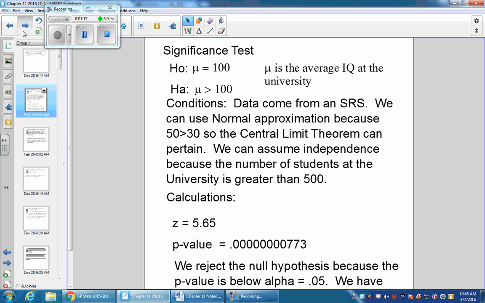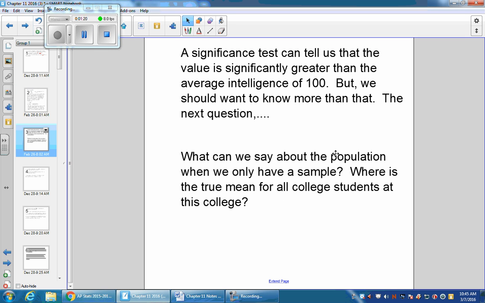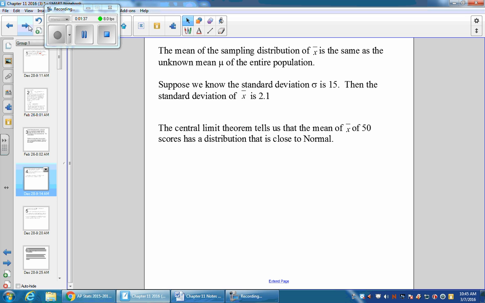So what we want to do is say what we can say about the population when we only have a sample. We only have data from 50 students. What can we say about where that population mean is? Also, where is the true mean for all college students at the college? So those are the big questions that confidence intervals start to answer.